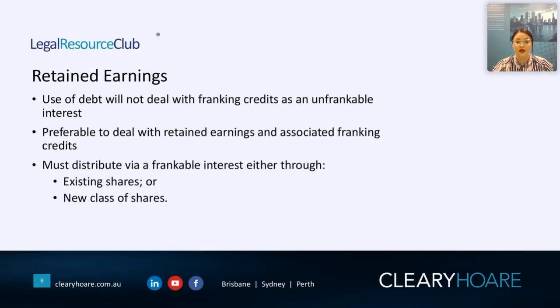So we'll start by looking at the retained earnings of Throw an Axe. The use of debt will not deal with the franking credits because you can't stream those franking credits in association with debt. They can only be used with equity. So what we need to look at is how the franking credits can be used. And so that means we either have to look at restructuring the shares of the company if they're held by an individual, or we can consider implementing a new class of shares.